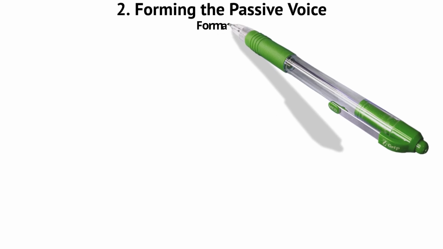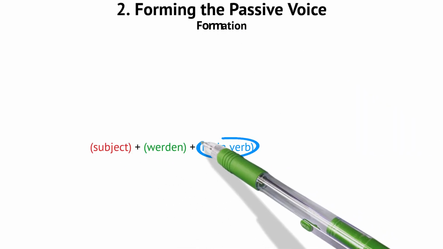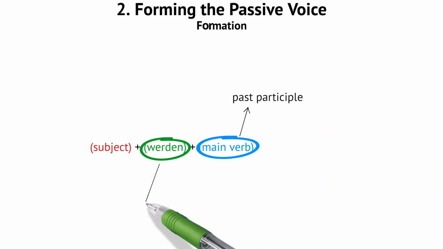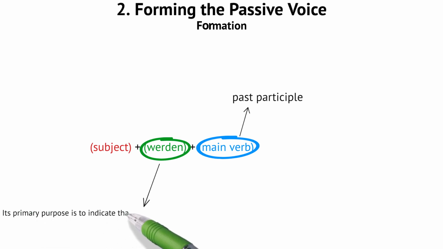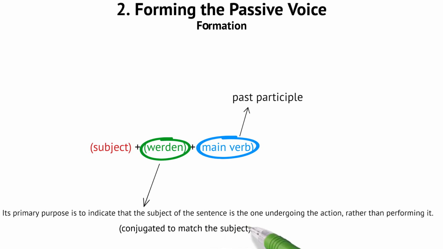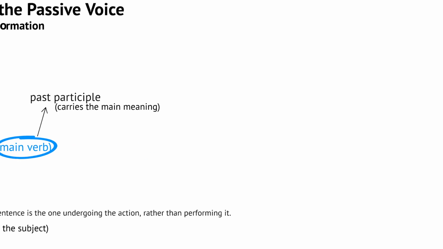In the German language, the auxiliary verb werden is used in forming the passive voice, combined together with the past participle of the main verb. The primary purpose of the auxiliary verb werden is to indicate that the subject of the sentence is the one undergoing the action, rather than performing it. Werden is conjugated to match the subject. The main verb, as usual, carries the main meaning of the action.